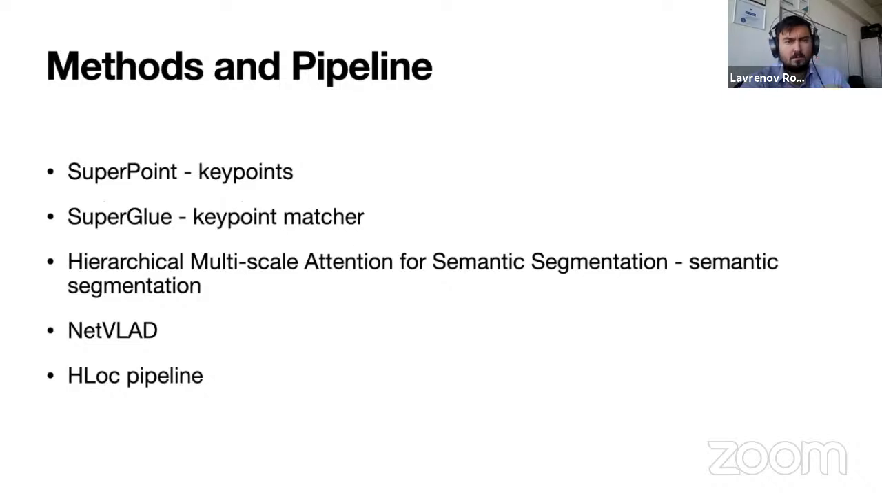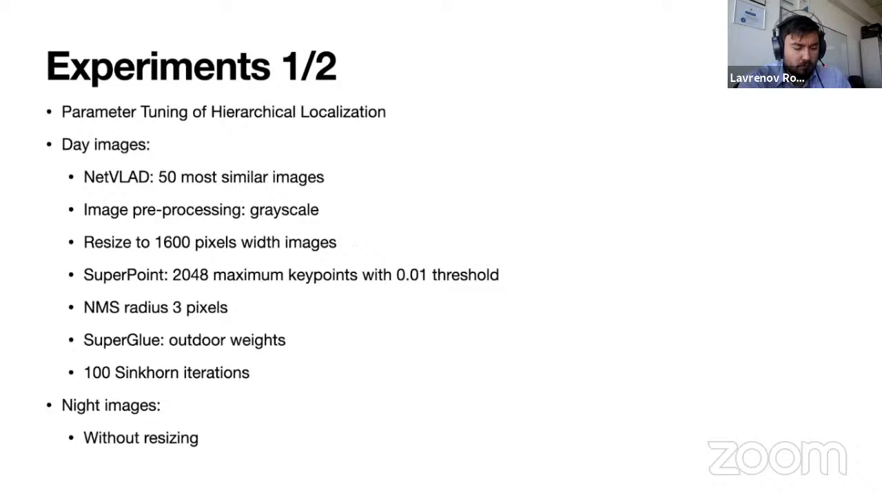For semantic segmentation, we use hierarchical multi-scale attention for semantic segmentation. The main goal of semantic segmentation is to label all pixels within an image. Most of the previously mentioned methods were combined in the hierarchical localization pipeline. In our experiments, we were focusing on two main parts. The first part is tuning the hierarchical localization parameters to achieve better performance on the mentioned dataset. I'm going to briefly mention the parameters.